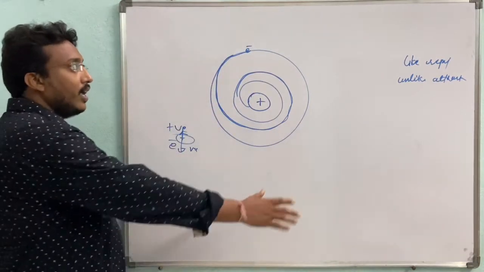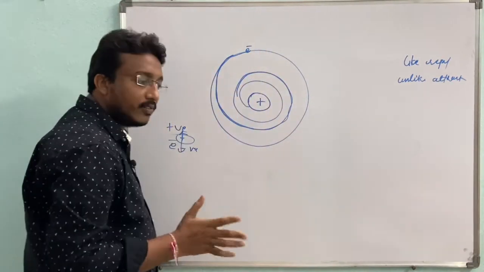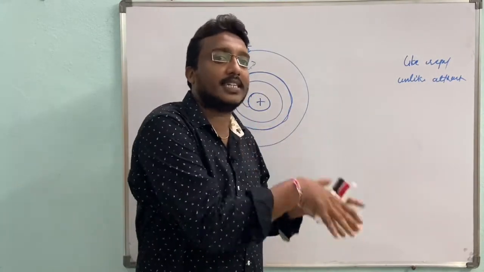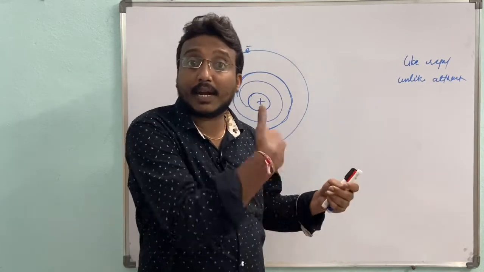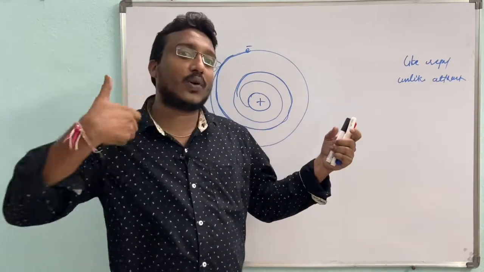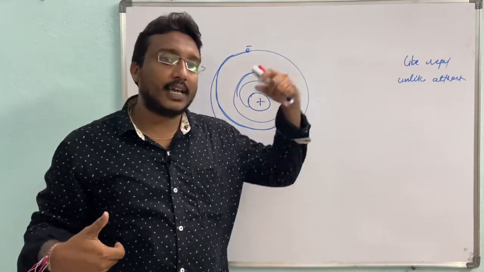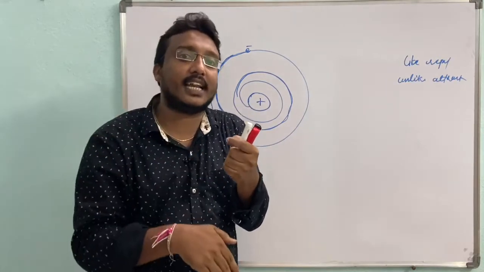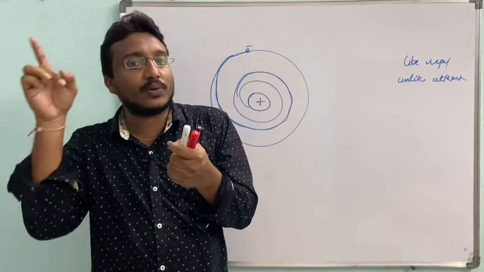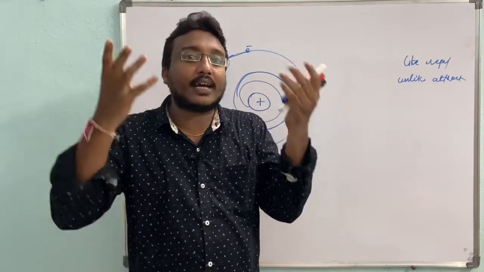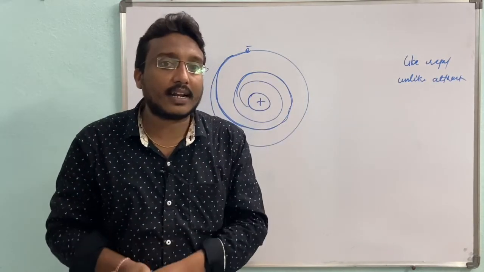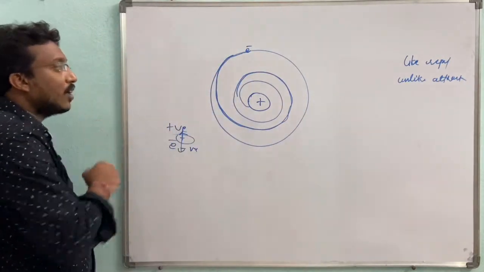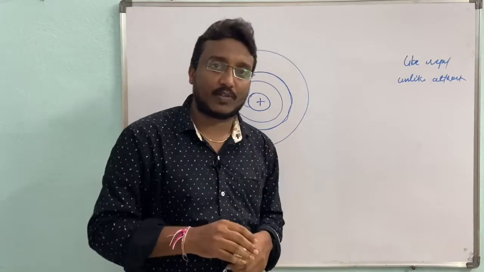Got it? If an electron continuously revolves, it should lose energy. According to his theory, it should lose its energy, but actually it is not losing. By his concept it has to lose, but it is not losing its energy. How is the atom stable? That doubt is not explained clearly by Rutherford. So this is the drawback of Rutherford.